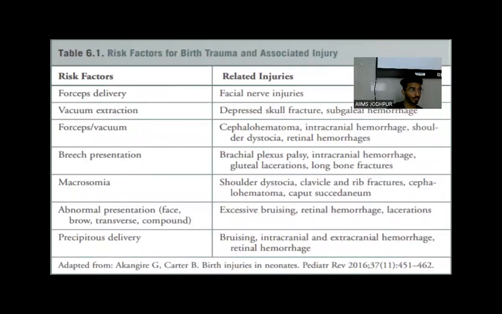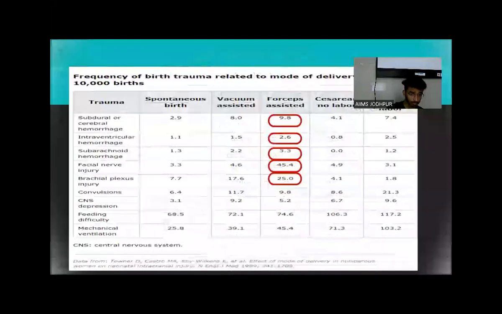Macrosomia, as we know, is mainly associated with shoulder dystocia, and clavicle and rib fractures can also occur. Abnormal presentations like face, brow, transverse, or compound are mainly associated with excessive bruising, retinal hemorrhages, and lacerations. Now, precipitous labor and delivery would result in bruising, and intracranial and extracranial hemorrhages.